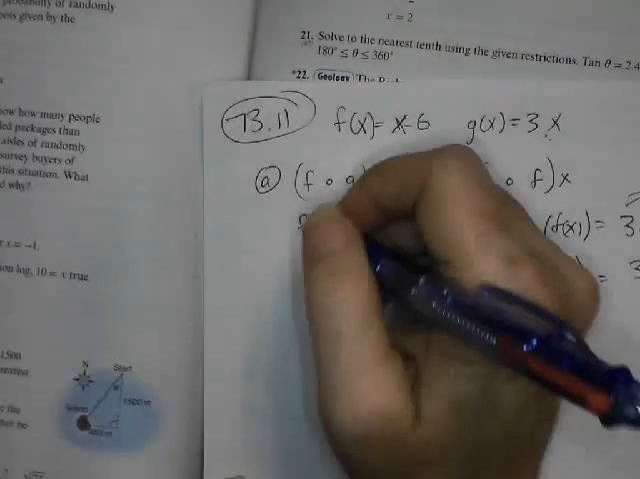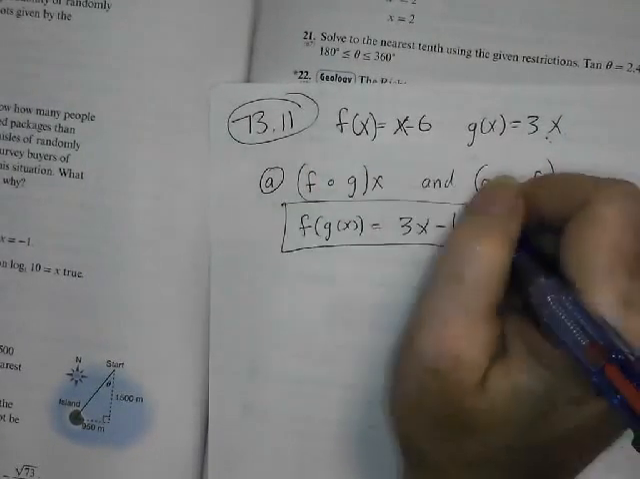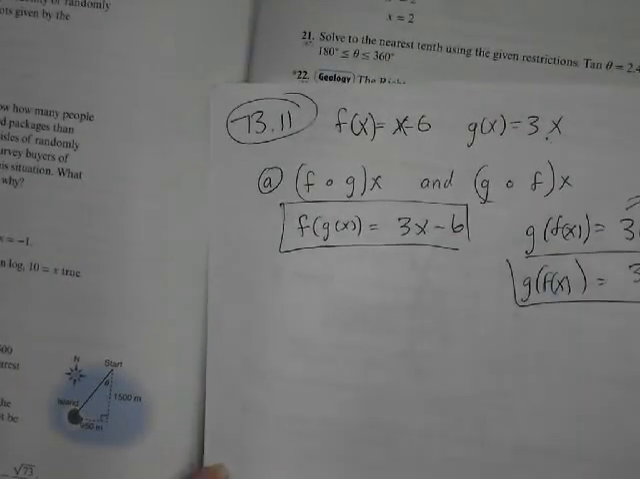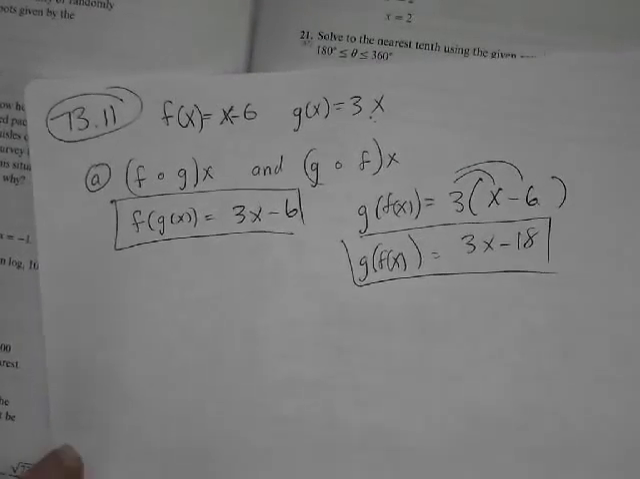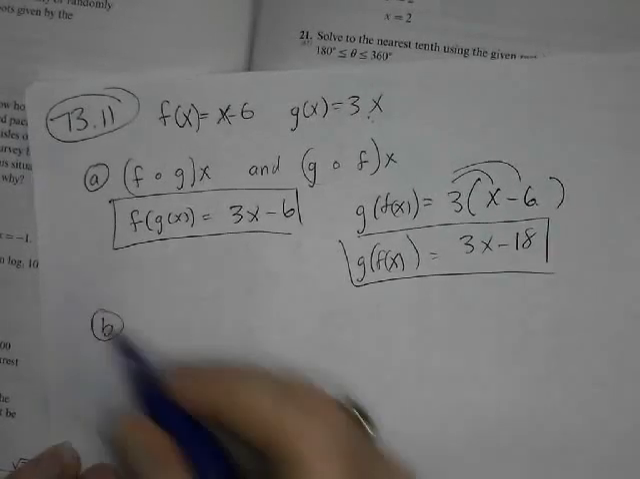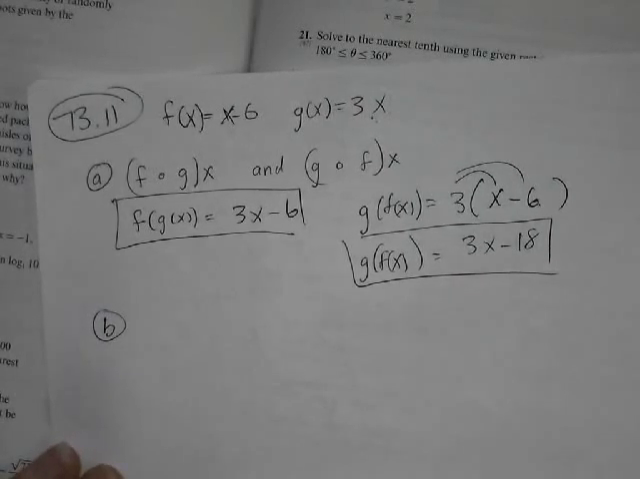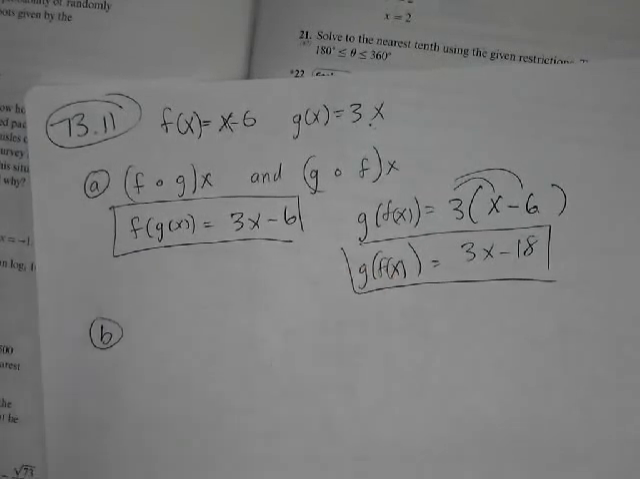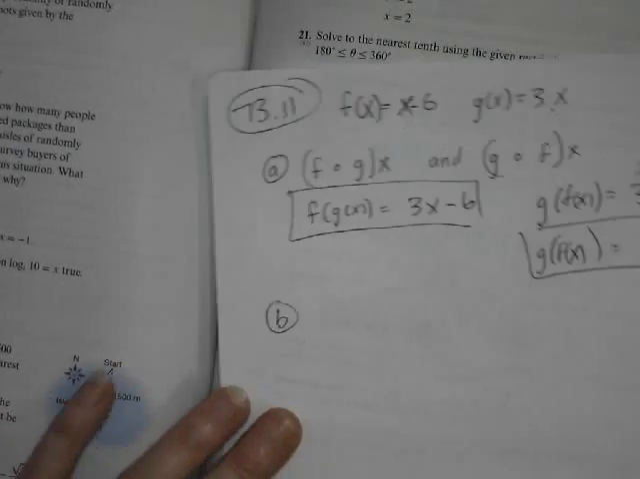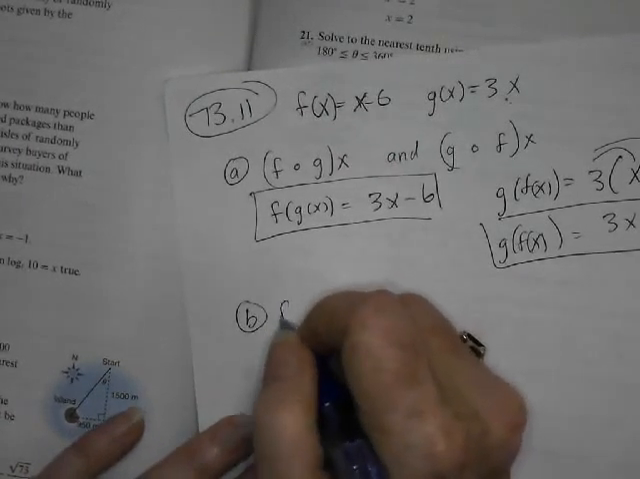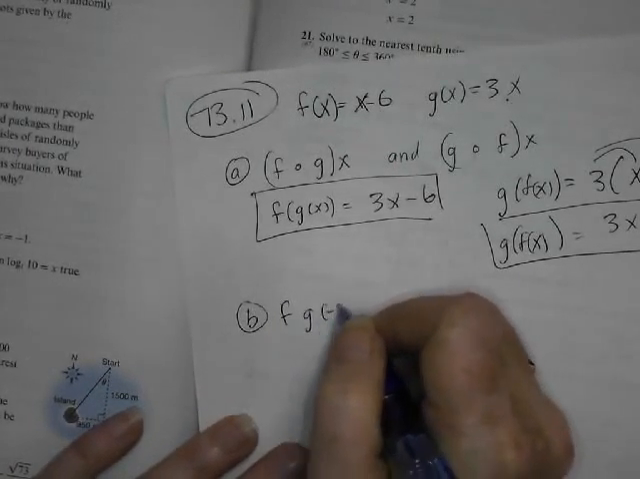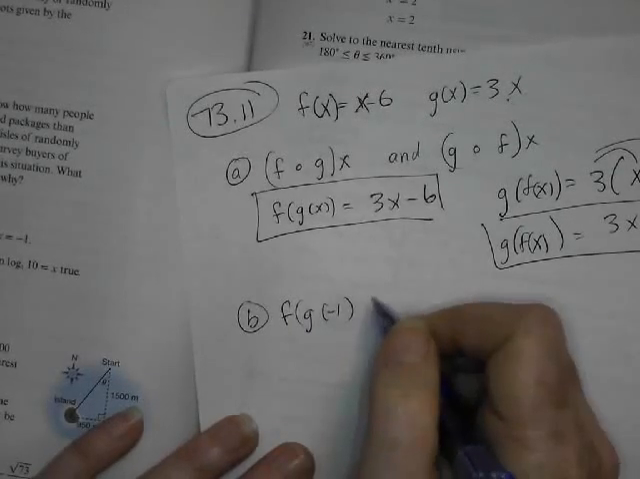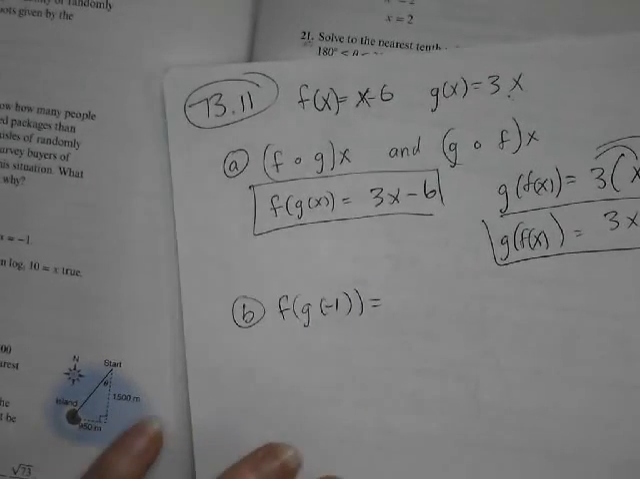Now that was just letter A. So here are the two answers for letter A: you have f of g of x, you have g of f of x. And then we want to do letter B. Letter B says, evaluate the composition of functions f of g of x, which we already just found, and g of f of x, which we already just found, for x equals -1. So I would just say f of g of -1, that's the proper notation for it.